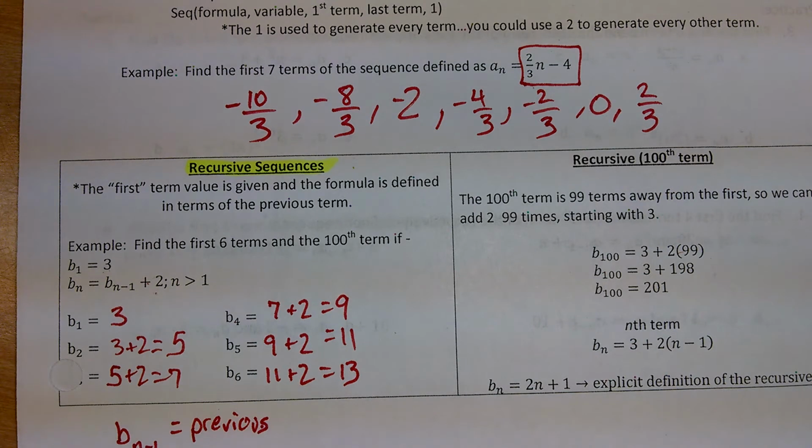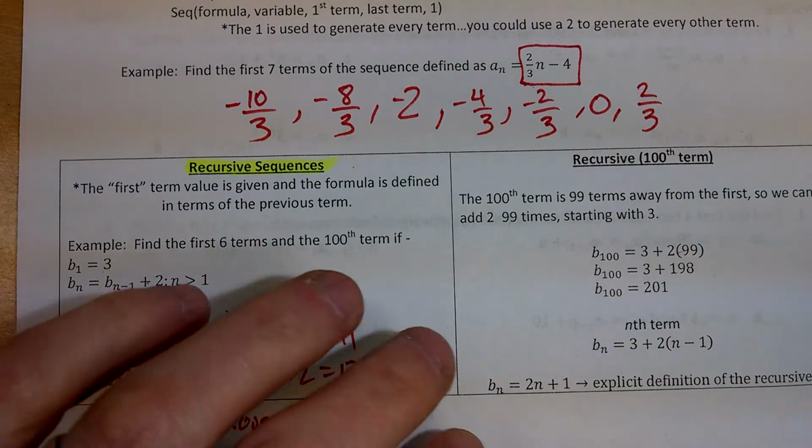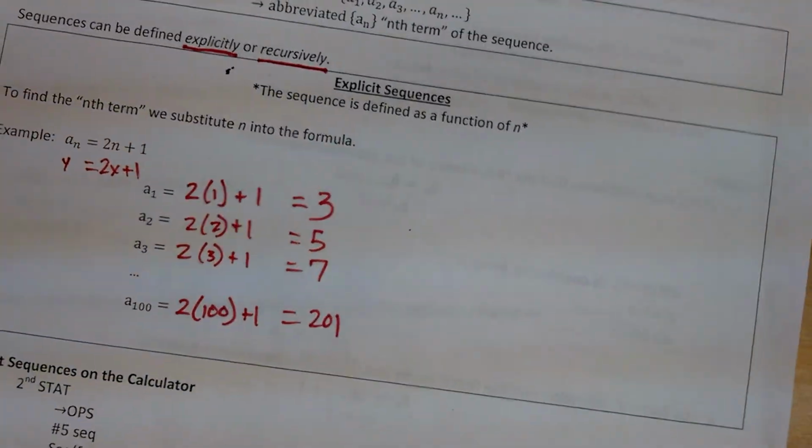Okay, a lot of times certain sequences can be written in both explicit and recursive forms. Not all, but most can. And so oftentimes we'll go back and forth between those two.